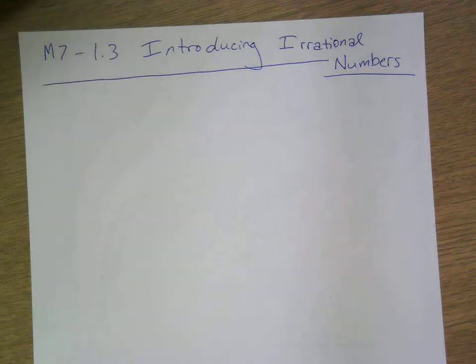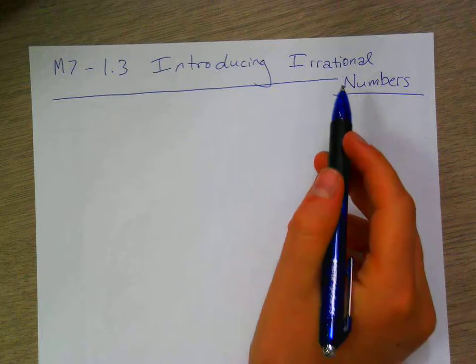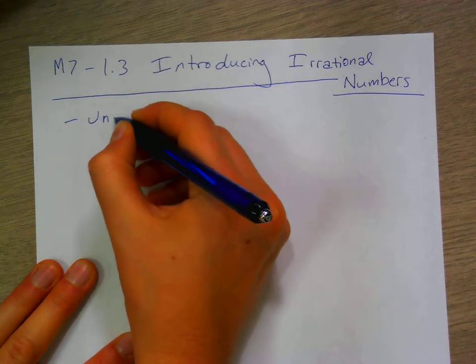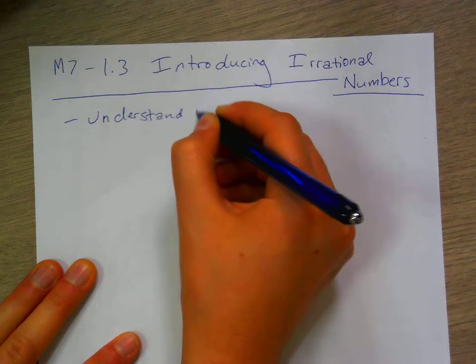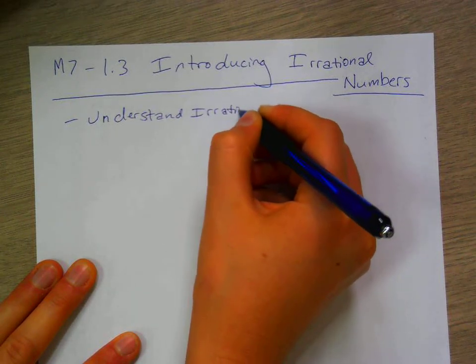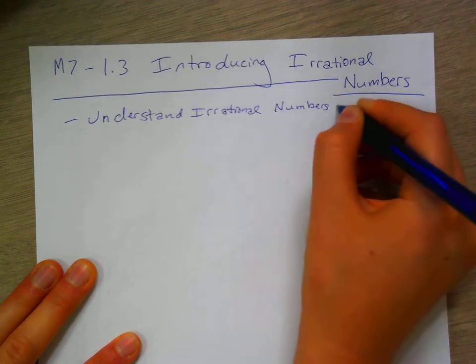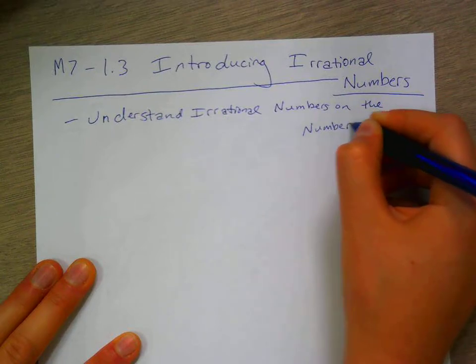This is Math 7, Section 1.3, Introducing Irrational Numbers. First, let's try to understand irrational numbers on the number line.